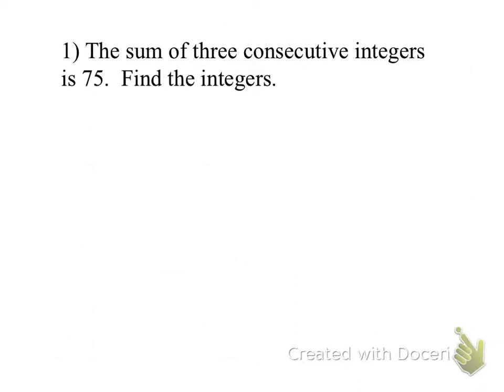All right, so let's use these. The sum of 3 consecutive integers is 75. And if you don't do this beginning part, I won't accept your work. You must identify your unknowns. So what are we calling our first integer? X. Write this down. What am I calling the second consecutive integer?